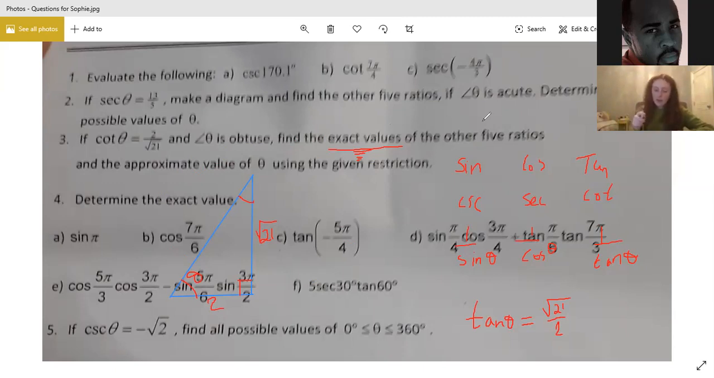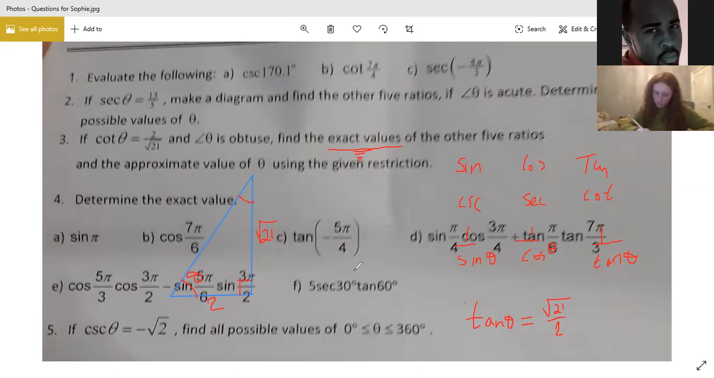Am I in my right mind? I don't know. Inverse tan root 21 over 2 to get theta? You're going to inverse tan? Yes, to get my angle? Yeah, if you want an angle. But do you want an angle right now? Because then I can just use the angle for everything. Okay, but you have to find all the ratios, right? So you have tan right now. You need to find sine, cos, csc, and sec.